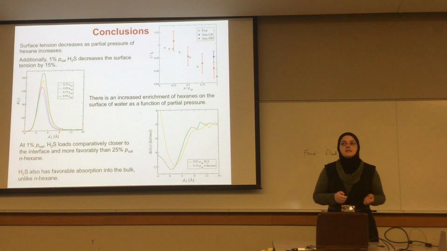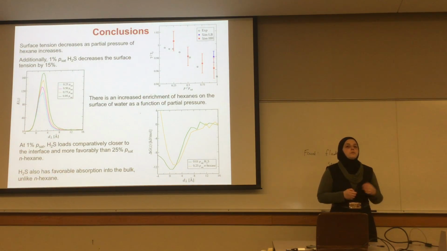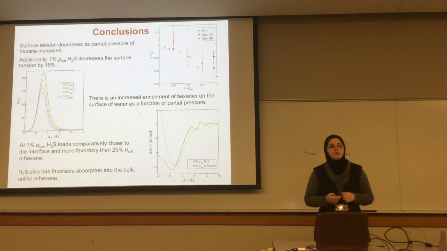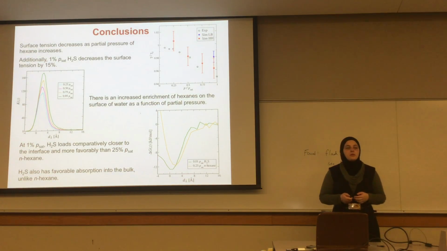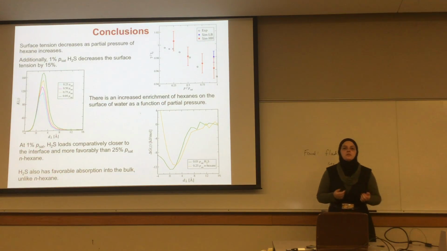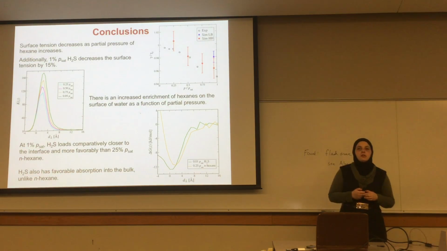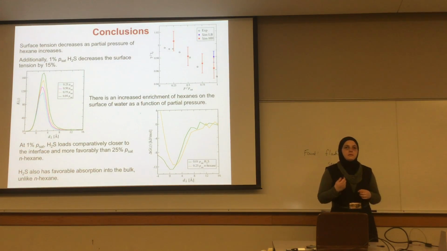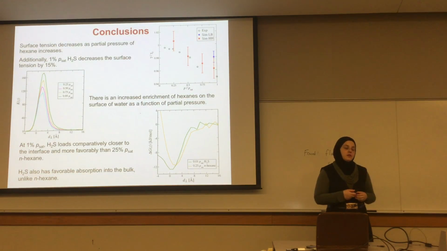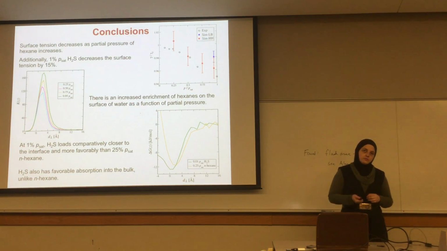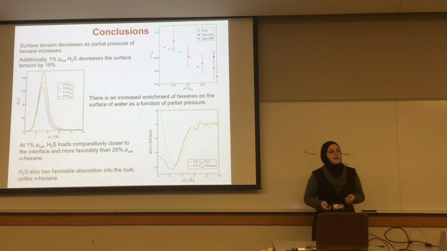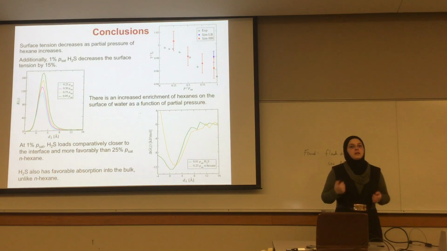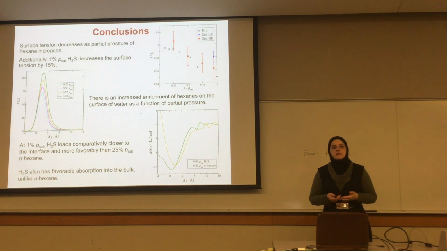And looking at the KZ plot for hexane, we observe that there is an increased enrichment of hexane as partial pressure increases. So the hexanes are favorably interacting with each other on the surface of the water. And the free energy of transfer of H2S at 1% is more favorable than the free energy of transfer of hexane at 25%. So with that, I hope you guys obtained some insight. I hope that gives you some food for thought about looking at the hydrophobic effect, looking at how hexane interacts with the surface of water and H2S also.